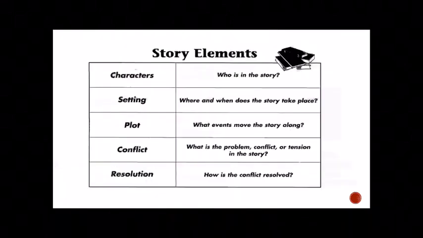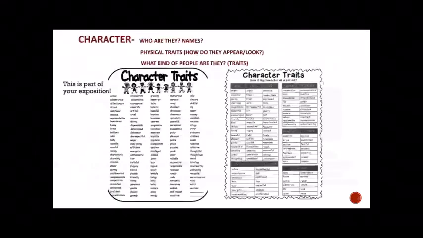Story elements, we have characters and setting and plot and conflict and resolution, and this should all look very familiar to you. We have gone over these this year with Bridge Home and also with Seedfolks. But let's review character. So who are the characters? What are their names? What are their physical traits? How do they appear or look? What kind of people are they? So now you get from the outside, the physical appearance of the character, to internally, what is this character like? So we say this is part of the exposition of the story, which we know the exposition is like the background, right? It's the background.